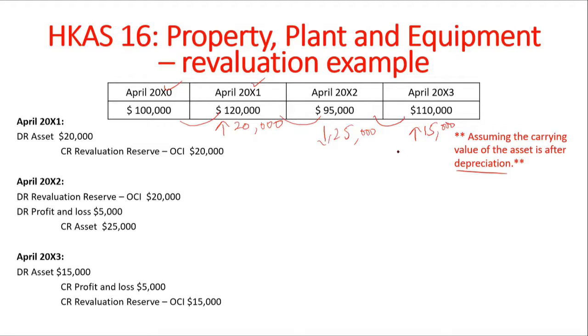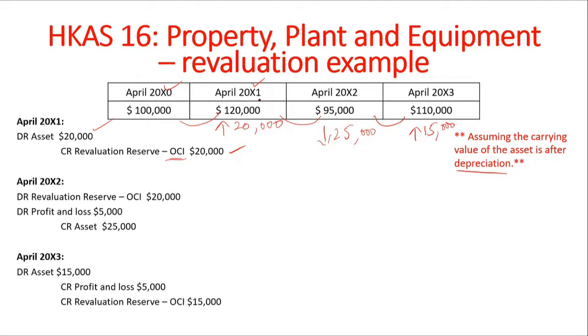So now we are going to look at what would be the journal entries at each of the year end. Let's say the year end is April 2000. So you see there's a consistency between the dates as well. So the revaluation exercise is going to take place in April each year. So in April 2001, the asset went up by 20,000. By now you should be very familiar with the debit and credit rules. So we will increase the asset, which is debit asset 20,000, and then credit the revaluation reserve OCI, because it goes to OCI instead of P&L, by 20,000. So this would be the entry on 1st April 2001.